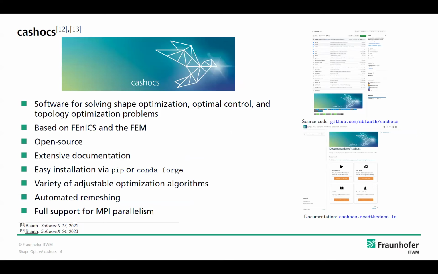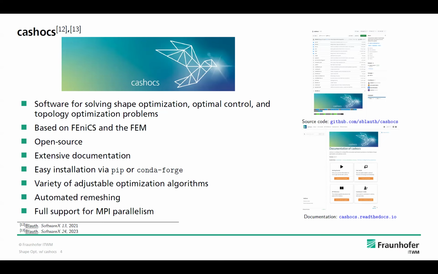Okay, so first of all, what is cashocs? It's a general software. It stands for computational adjoint-based shape optimization and optimal control software. So it can tackle optimal control and shape optimization problems. And recently, it also got the ability to tackle topology optimization too. It's based on Phoenix and the finite element method, of course, and it's basically built on top of that. When I talk about Phoenix, I'm still talking about legacy Phoenix, because we will have to do a port of this once the new Phoenix X is stable.